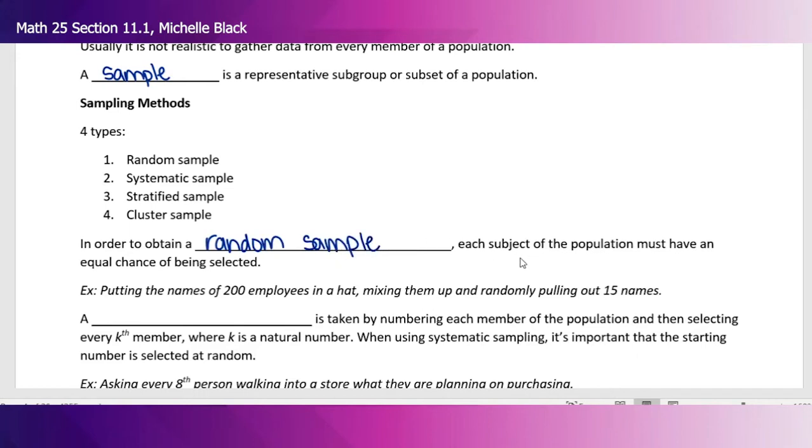Now, in order to obtain a random sample, each subject of the population must have an equal chance of being selected. For example, let's say there are 200 employees at a particular company. If we put the names of all 200 employees in a hat and then mix them up and randomly pull out 15 names, this would be a random sample because each employee of the company had an equal chance of being selected.